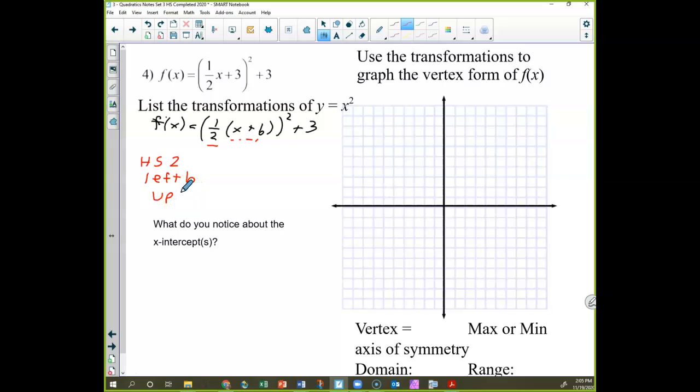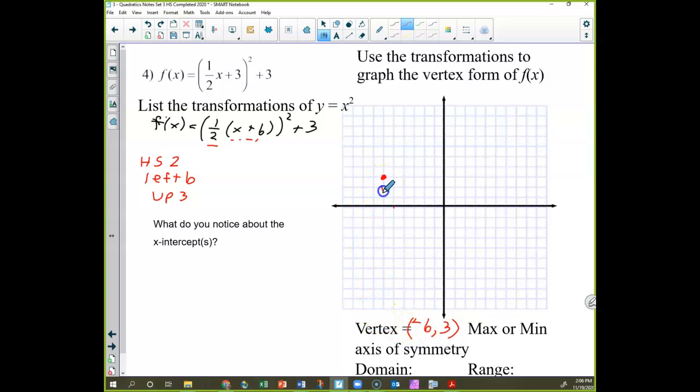Now, it is my opinion that in general, horizontal stretches are a little easier to do than compressions because I'm not going to have to worry about fractions. So we're dealing with y equals x squared. So our vertex, when we stretch 0, nothing happens. We come left 6, 1, 2, 3, 4, 5, 6, and up 3. So there's our vertex at negative 6, 3. And that is an ordered pair, both an x and a y value.